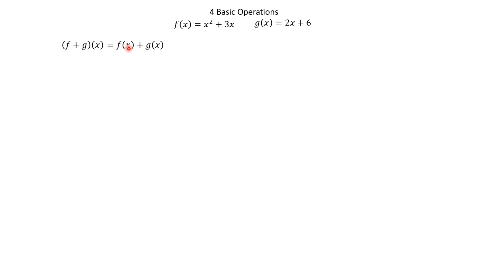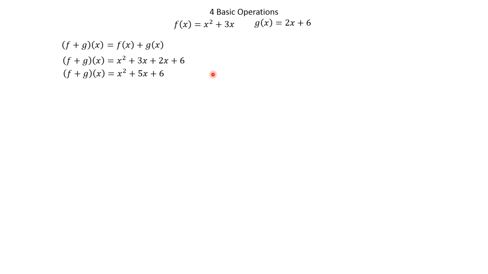All this means is f of x plus g of x. It's almost like you can distribute this x through the function notation, which is not entirely true, but that's the way it works. Sometimes notation makes perfect sense, and sometimes it's just really weird. In these cases, it just makes perfect sense. So let's figure out what this is. F plus g of x, well, f of x is just x squared plus 3x, g of x is 2x plus 6, so it's x squared plus 3x plus 2x plus 6. Combine like terms, 3x plus 2x is 5x, so f plus g of x equals x squared plus 5x plus 6.